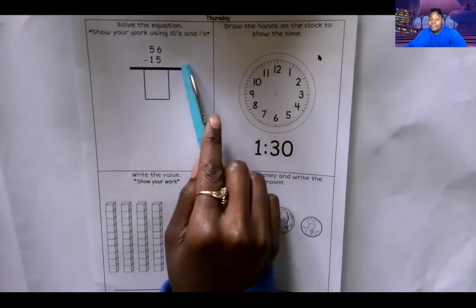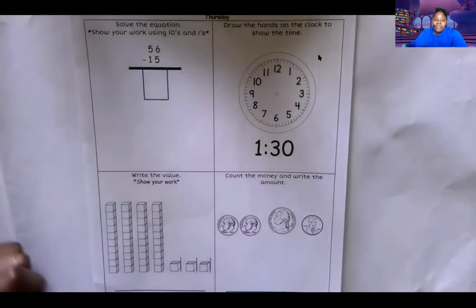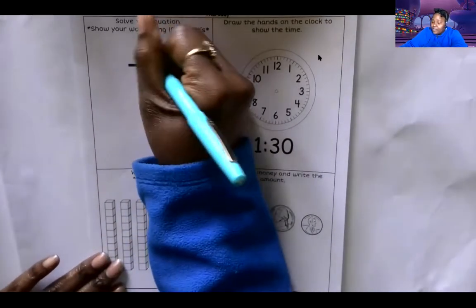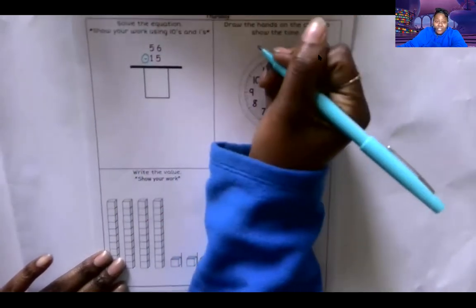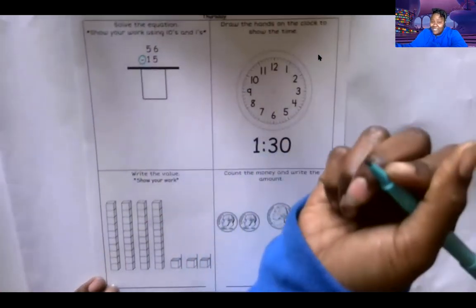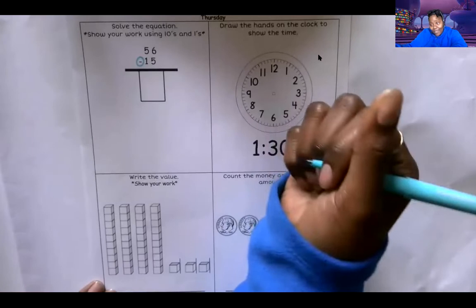Okay. You hit play, so you're ready to go through this and check with me. All right, make sure you have a pencil, and let's get ready to check our work together. So I have 56 minus 15. And what I like to do, I like to circle my operation. That way I don't make a mistake and add instead of subtract.